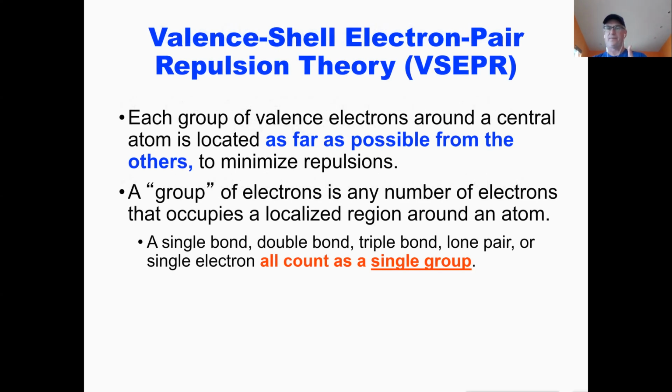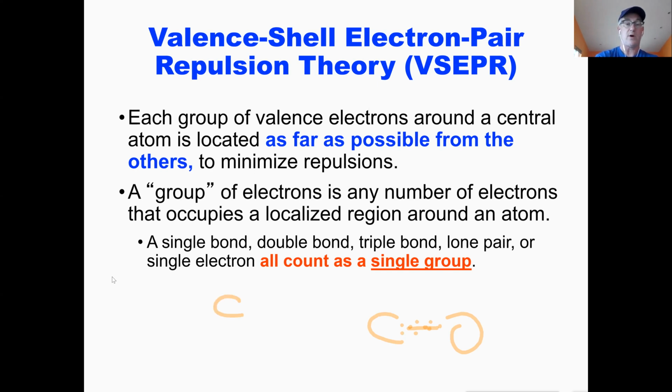So each group of valence electrons, like I mentioned, and a group is any group: lone pair, double bond, single bond, triple bond, they're all considered one group. Why is that? Because they're all localized in space. So if I have, for instance, a carbon-oxygen single bond, between them there's a density of electrons, right? And so we call that an electron group because in space, there's a group of electrons.